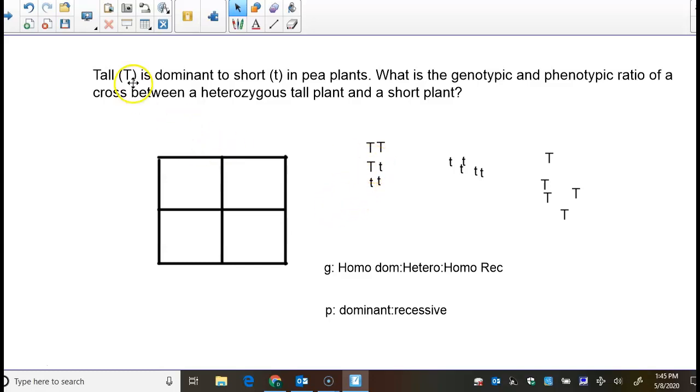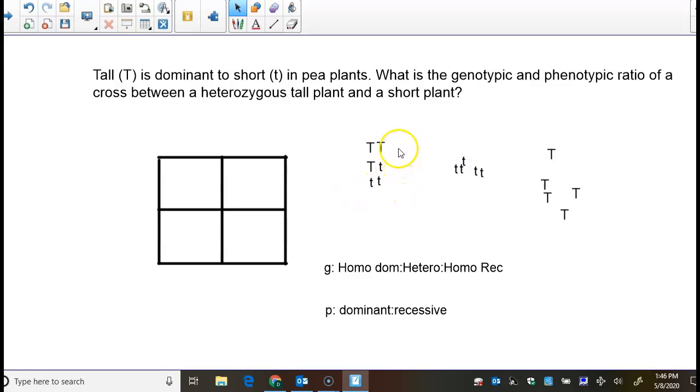So, in the case of this problem, this is a dominance problem. Big T is dominant to little t, which means that tall plants are dominant to short plants, and you are going to have three possible options of alleles in this scenario. You could have two big T's, right? That's one possibility. The next possibility is you could have a big T and a little t. You could also have a little t and a big T, but since that's the same thing, we just consider it to be one. And then the third possibility is you could have two little t's.